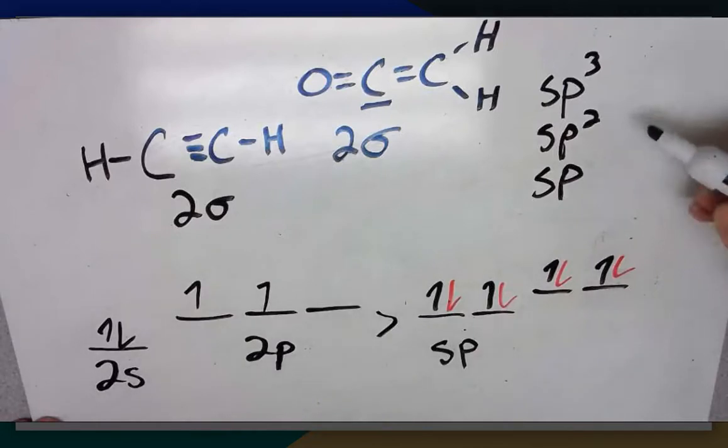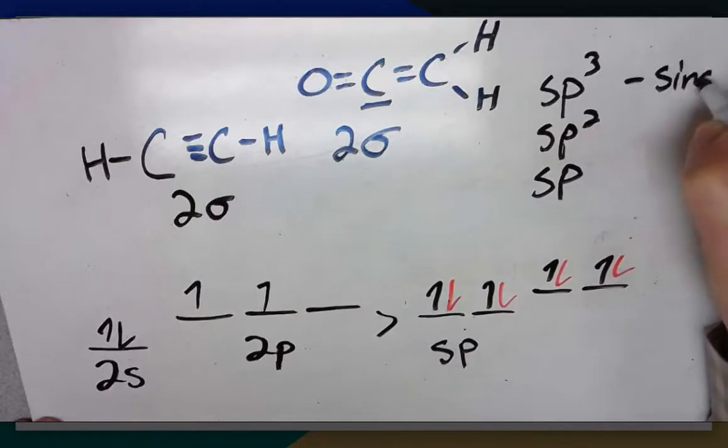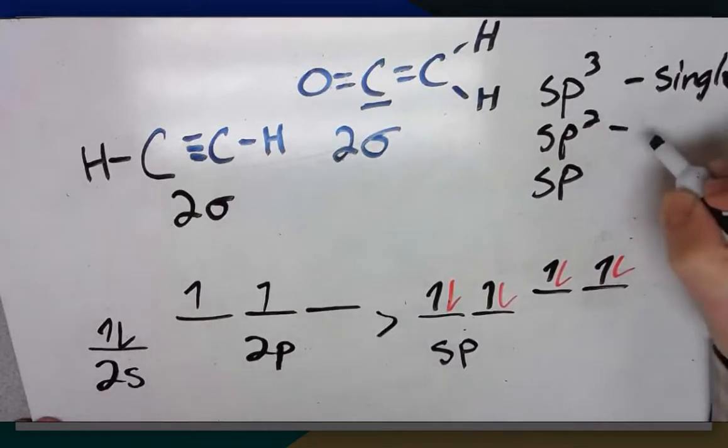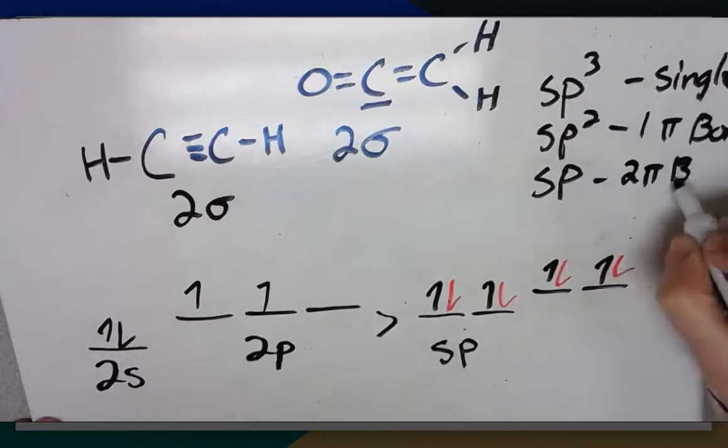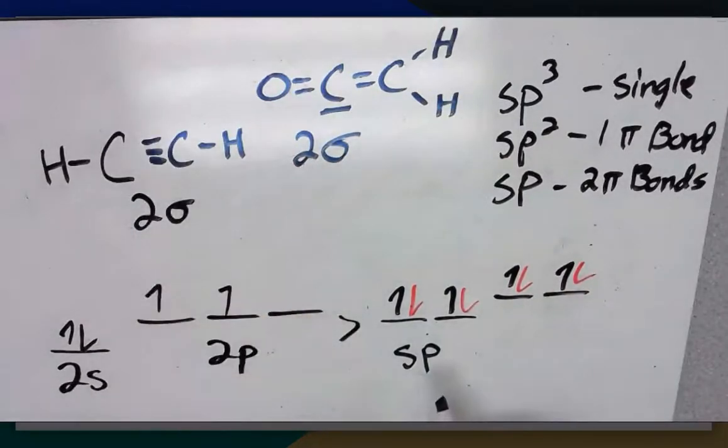There are more that get into the d orbitals. We're not going to go into that, and so this will keep it relatively straightforward, right? This is single bonds. This is if there's 1 pi bond, and this is if there's 2 pi bonds. And that's really all we need to know. You need to be able to identify, if you're given a molecule or a structure, how many sigma bonds are there, and then therefore how many hybridized orbitals there would be as well.